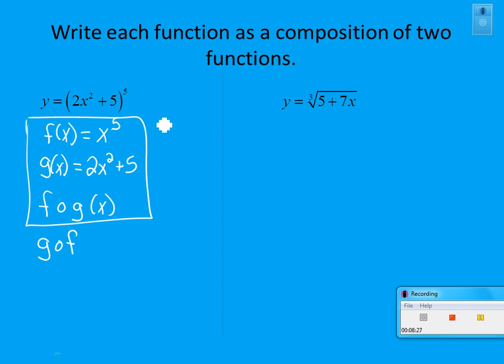You could have called f of x 2x squared plus 5, the part inside the parentheses. Then you could have called g of x x to the 5th. Your answer would have been f composition g or g composition f. We just have to figure out which one it would be.